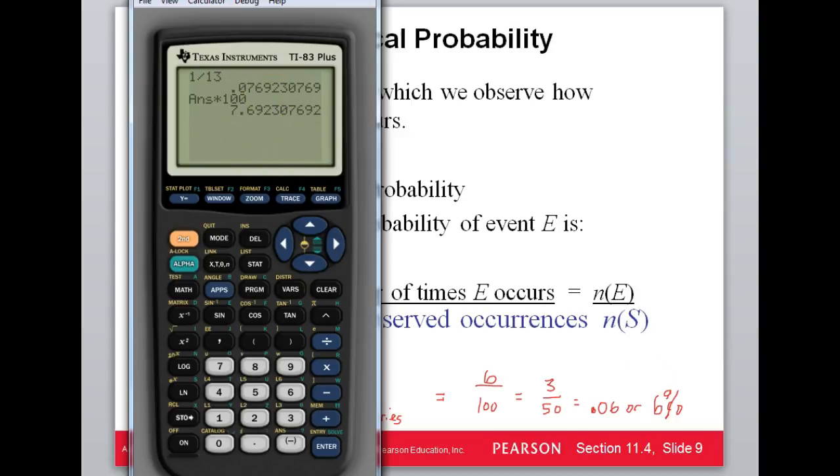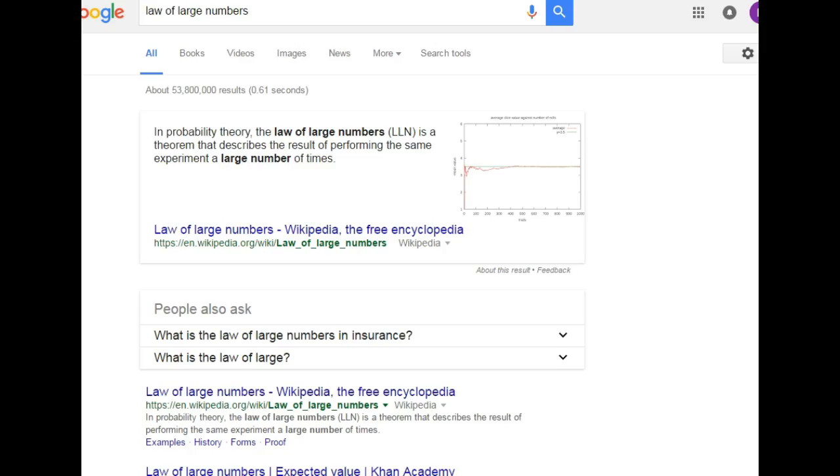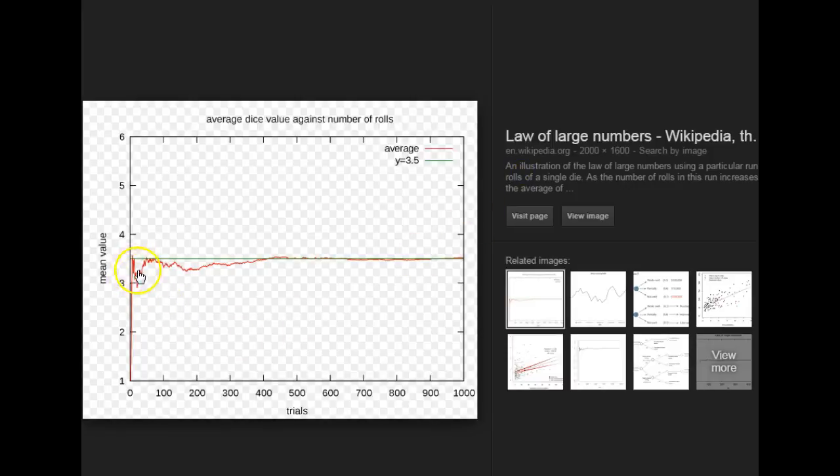Alright, now there's this idea called the law of large numbers. If you Google the law of large numbers, you would see it's the idea that as you do something over and over and over again, the probabilities may go crazy initially, but eventually it levels off. Notice the number of trials here, there's 100. We're all the way up here to 1,000. This is the theoretical probability, and notice the other value approaches it, the empirical probability. As the number of trials increases, we approach that theoretical probability and kind of hone in on it.